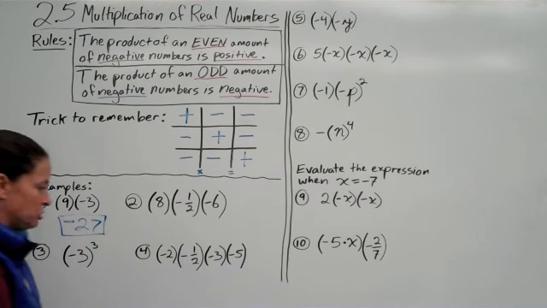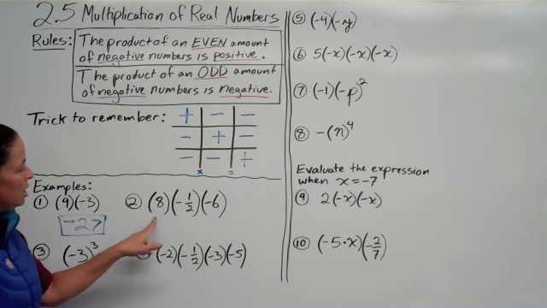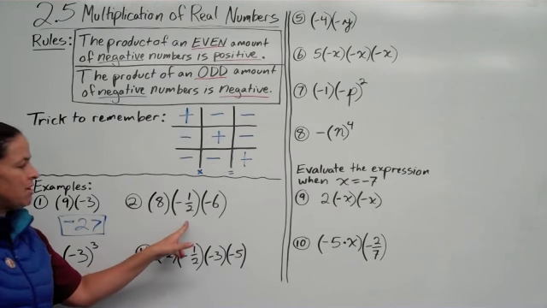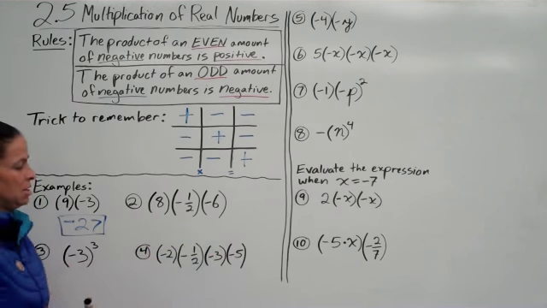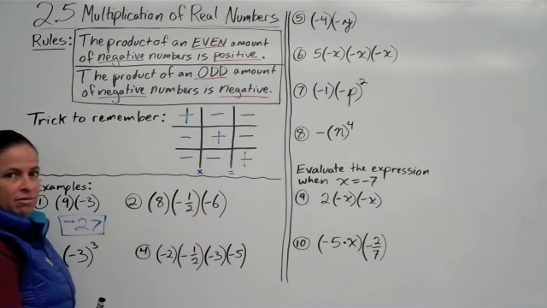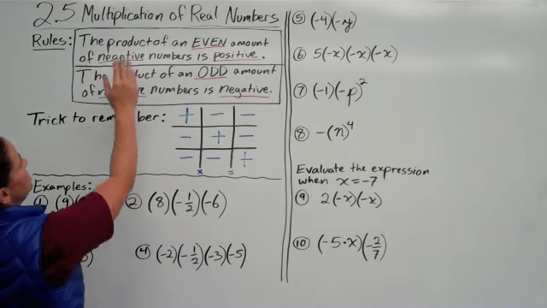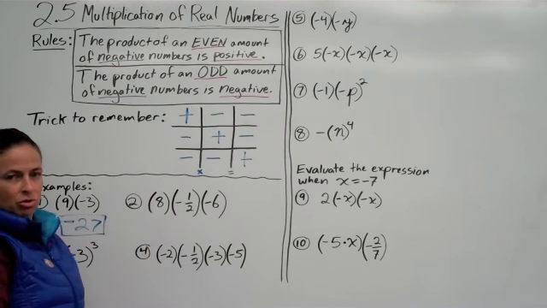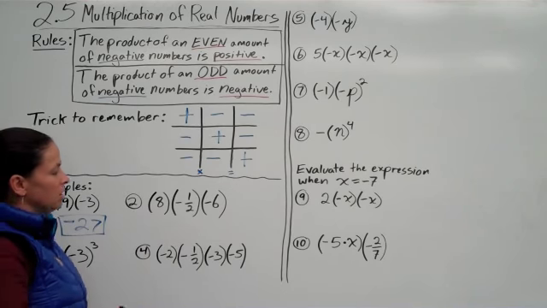I think I'm going to switch pen colors. 8 times negative a half times negative a 6. Positive, negative, negative. So how many negatives do I have? 2, which is even, so that means my solution is going to be positive.